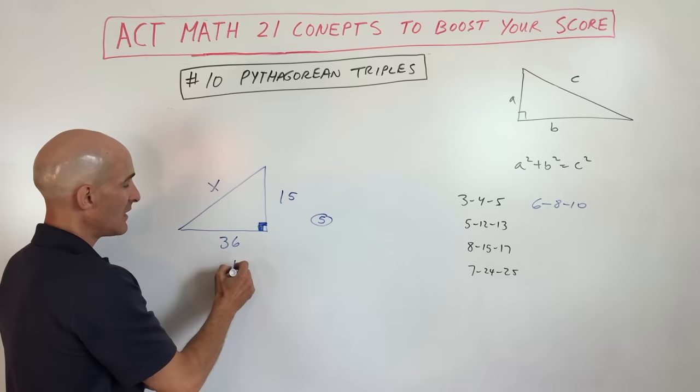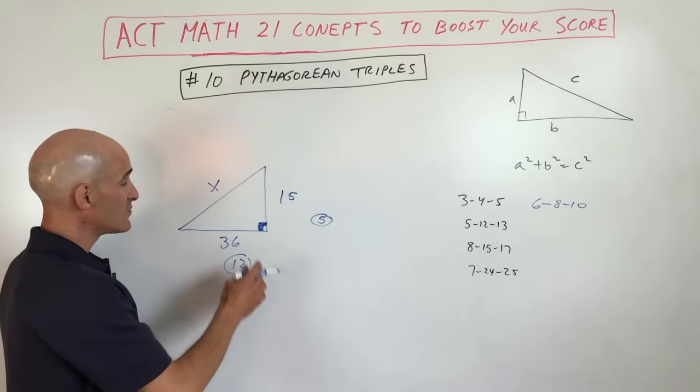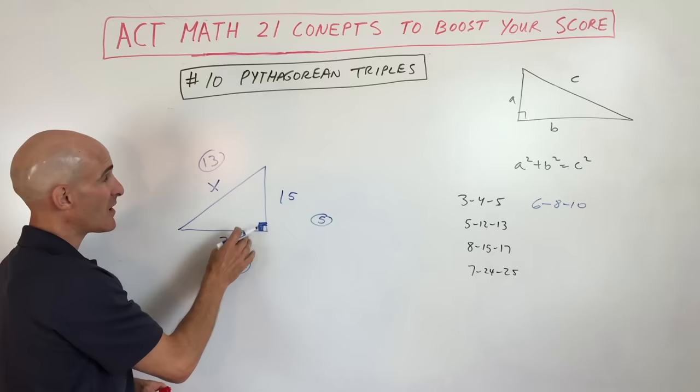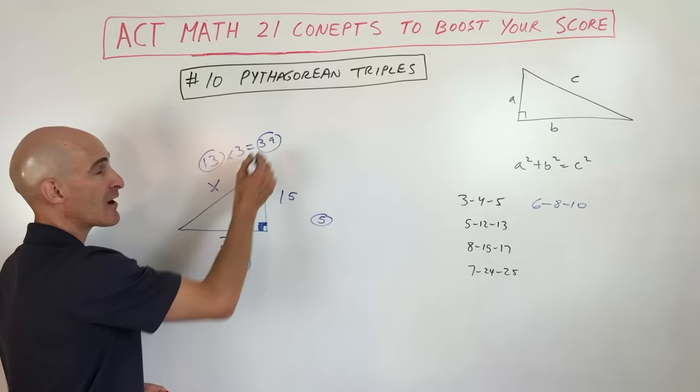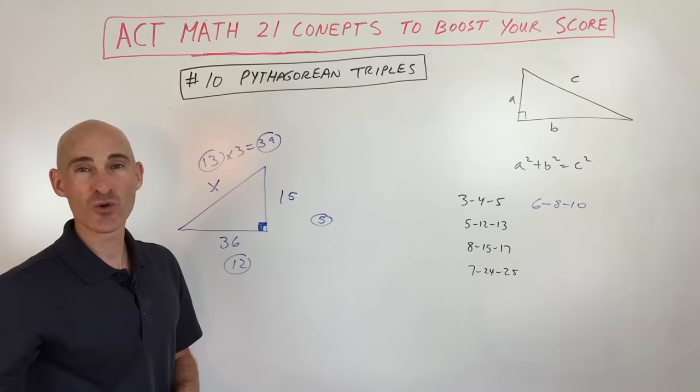So then what jumps out at me is that this is a 5, 12, 13 Pythagorean triple, which means that this must be the 13 side, but since I tripled these or multiplied these by 3, I have to multiply the 13 by 3, so that's 39. Now, I went through and explained it, so it took a little bit longer, but you can do that very quickly in your head or just by making a quick note like I did here.